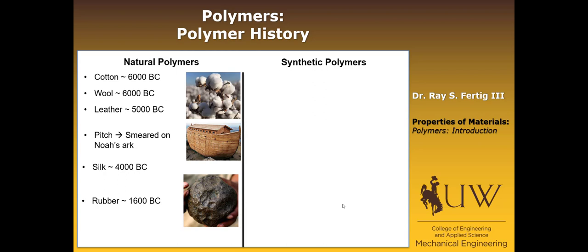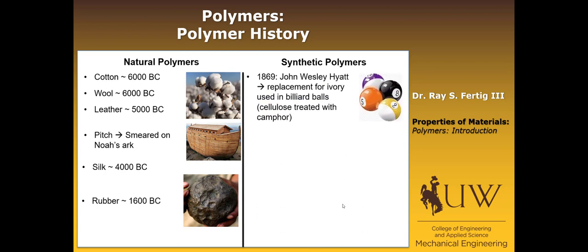But the very first synthetic polymer that we see didn't occur until 1869, and it was invented by John Wesley Hyatt. And it was invented as a replacement for the ivory used in billiard balls. Apparently, the game of billiards had become quite popular and had put a lot of pressure on the ivory trade. So he was trying to find an alternative material to make billiard balls with. That came about by treating cellulose with camphor.